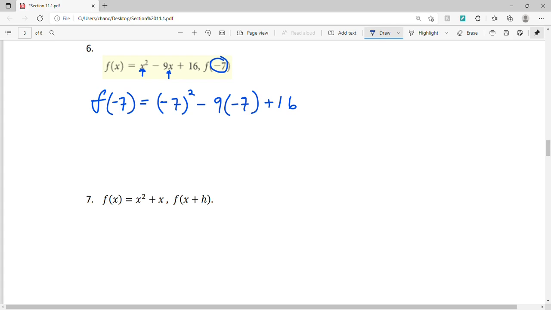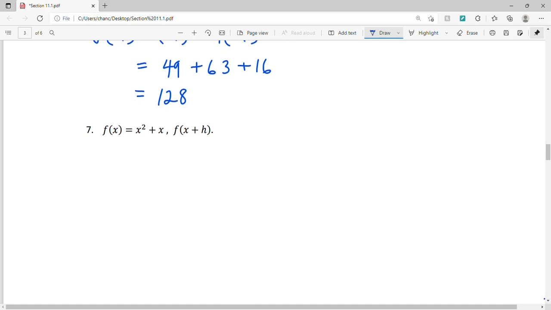Now we'll simplify this expression. We have negative 7 squared is a positive 49. Negative 9 times negative 7, that's a positive 63. And don't forget that positive 16 on the right. So let's add up all these numbers. We have 49 plus 63 plus 16. That gives me 128. This is our final result.